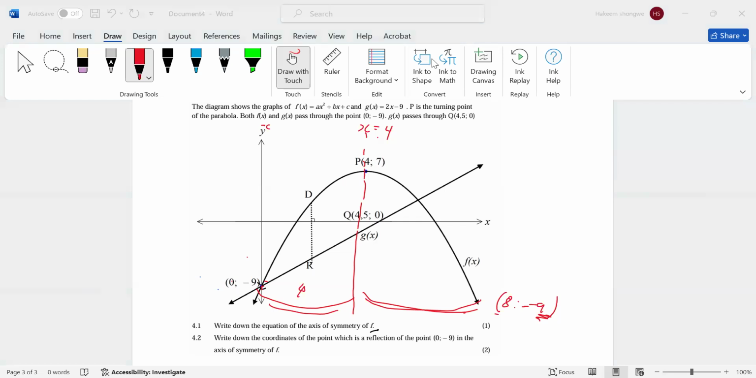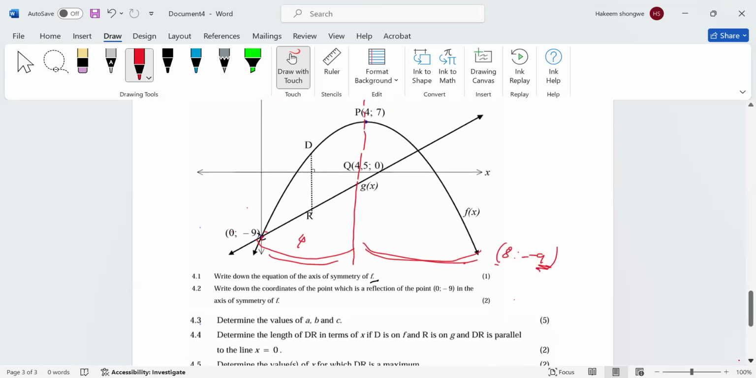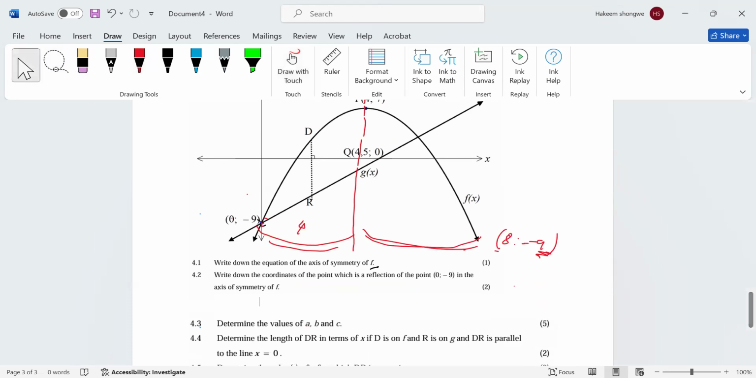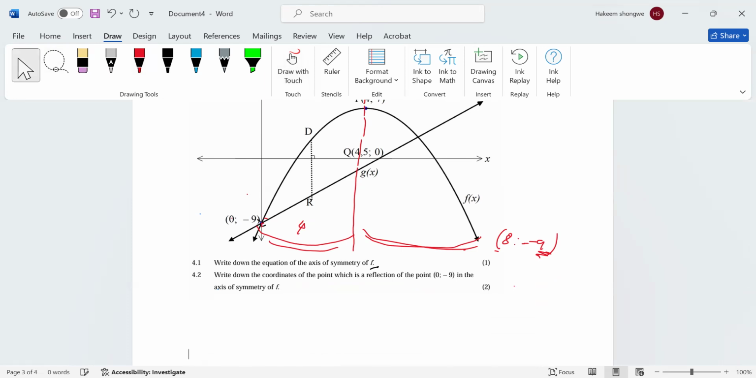Question 3.2. Okay, let's check the next one. What is the next question? It says determine the values of a, b, and c. What should we do with this one?